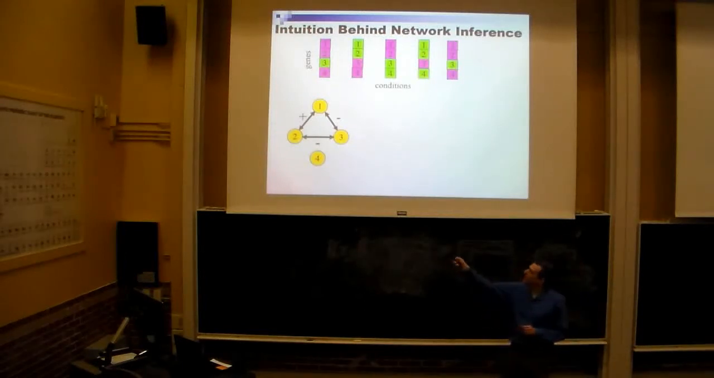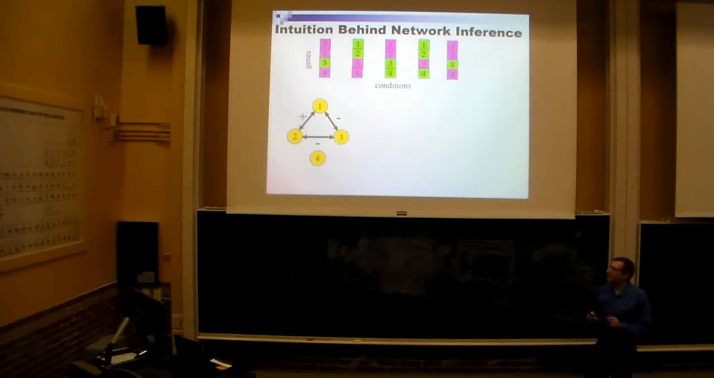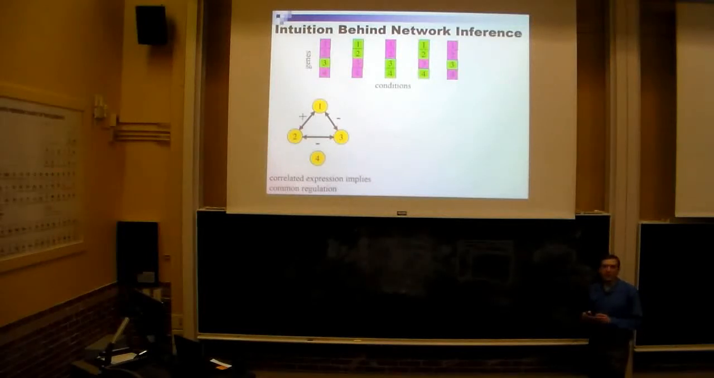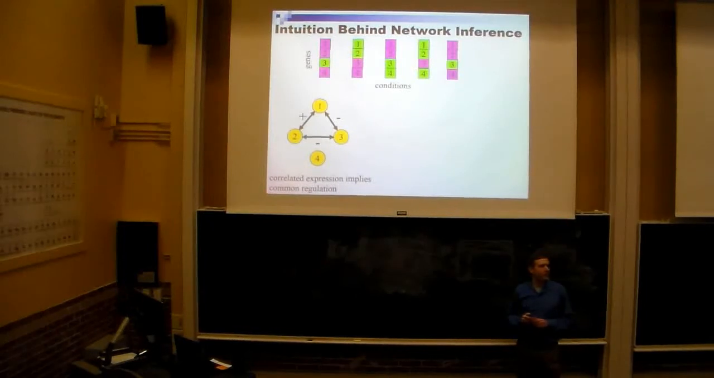But the idea behind how we put together these at least possible edges of regulation captures the key principle for this work, which is that correlated expression implies common regulation. And that's basically the intuition we're going to try to use to put together computer models that will allow us to select among possible regulatory networks based on the data we have available. So any questions about that?